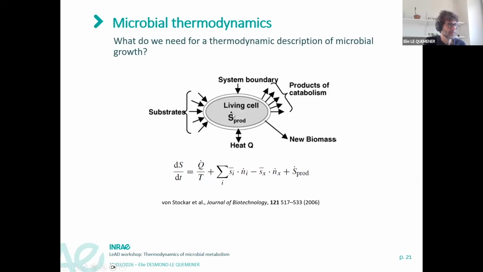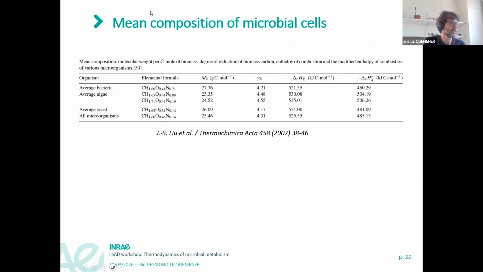And so if you want to do a complete balance of the system, you saw before that it's easy to compute the Gibbs energy of the chemical reaction happening inside the cell, but what about the biomass? Because we didn't talk about the biomass. In fact, people measured the mean composition of microbial cells. For example, here you have some examples with bacteria, algae, yeast, and the composition is only CHON, but you see that the composition is quite comparable between the different types of microorganisms.